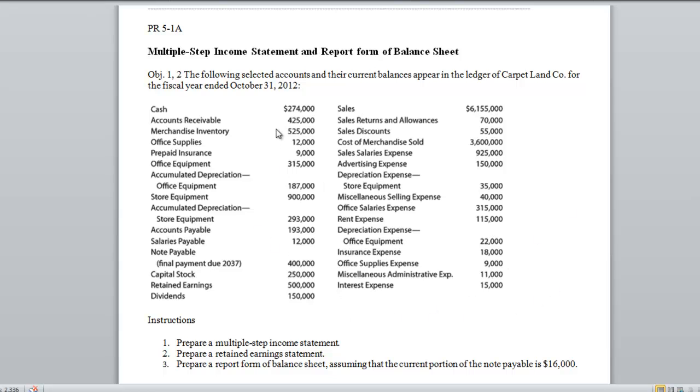Instead of giving us a trial balance, they're just listing the accounts and giving us the dollar amounts that go along with them. Okay, so let's take a look at the solution key and see how we should prepare this multi-step income statement. This is a little more complex than the single-step income statement that we had prepared in previous chapters.